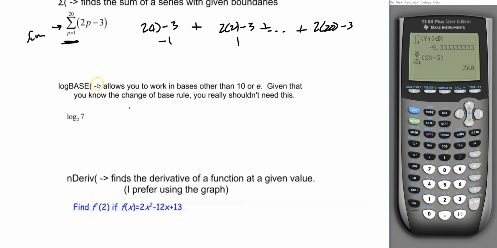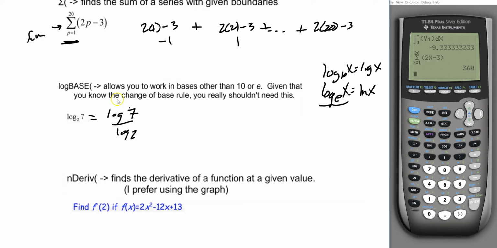Next up is log base. Now that lets you do bases that are not 10 or e. Now remember, log with the base e, let's say log base e of x, is the natural log of x. Log with the base 10 is the one we use all the time, so we just put log x. That's a basic log. So for log base 2 of 7, the way we do that, well, we should know change of base format, so we just write in log 7 over log 2, right? The base goes in the basement, 7 goes on top.